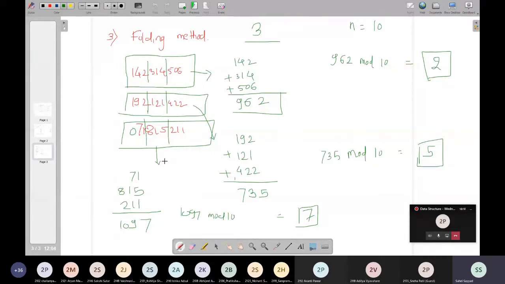Folds should not be created from the left-hand side; rather, they should be created from the right-hand side, because if you create them from the left-hand side, it will change the value of the folds and you may end up with a wrong answer. So the rule is that you have to create the folds from the right-hand side. Once you add up the values of these folds, you can further apply the division method to get your hash address where you are going to store your element, right? These three hashing functions we had already discussed in the last lecture.